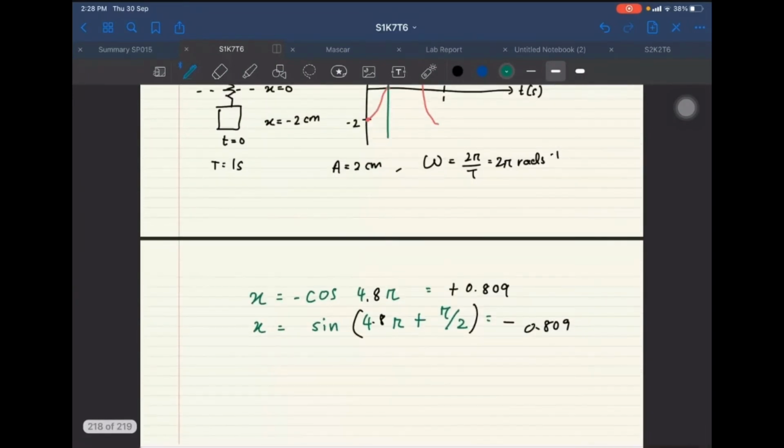Okay, let's try one more time. If this is negative, do we get the same? 4.8 pi minus pi over 2, we get positive, sir. We get positive. So this one is the actual identity.